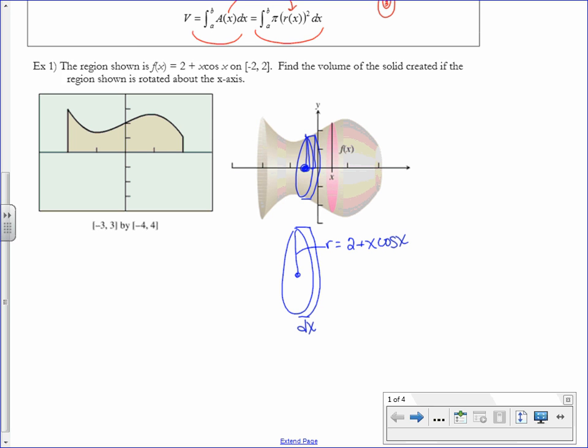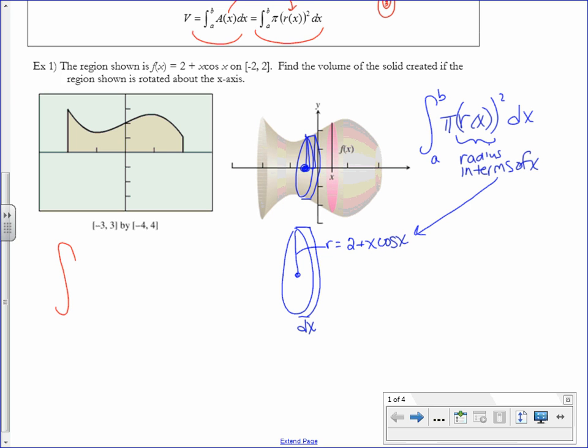The volume of the resulting solid from the, we'll call it the formula above, is the integral from a to b of pi r of x squared dx. Well, what do I mean by r of x? That means the radius in terms of x. Well, I have that. It's right here. So the integral that I'd be looking for would be the integral from -2 to 2 of pi (2 plus x cosine x) squared dx.